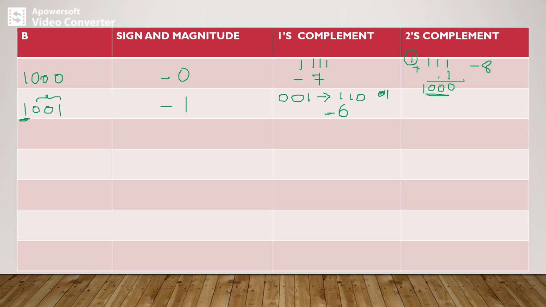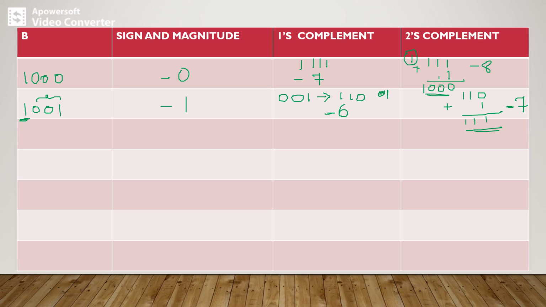Once again, we can write the 2's complement of the number. The 1's complement of the number is minus 6. I'll take only the complemented magnitude, that is 1, 1, 0 plus 1. So that is 1, 1, 1. The magnitude is 7, and I have preserved the sign, so that is minus 7.